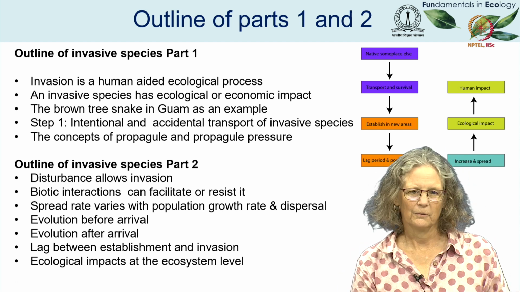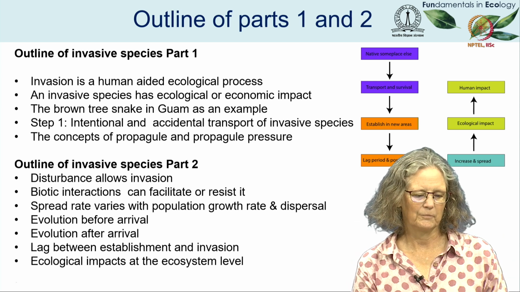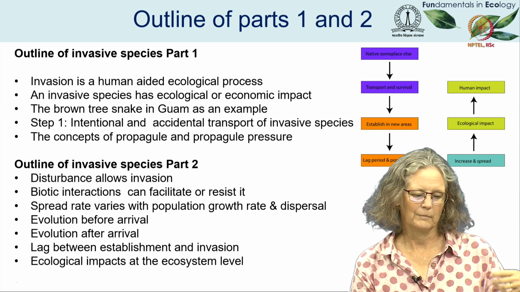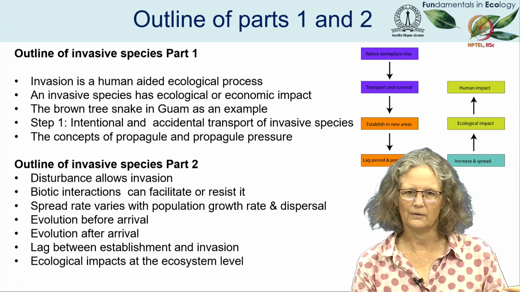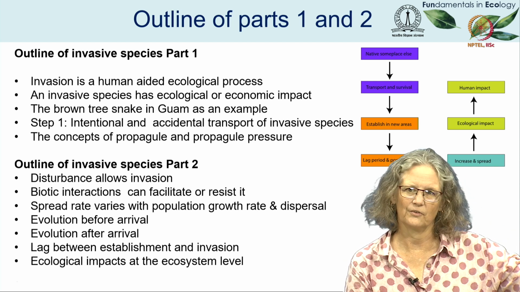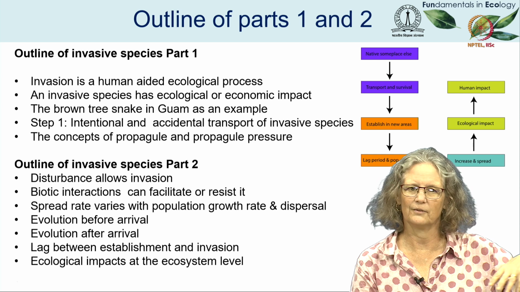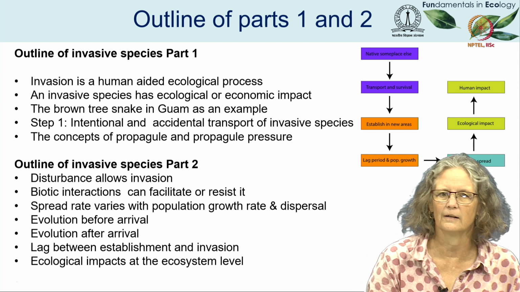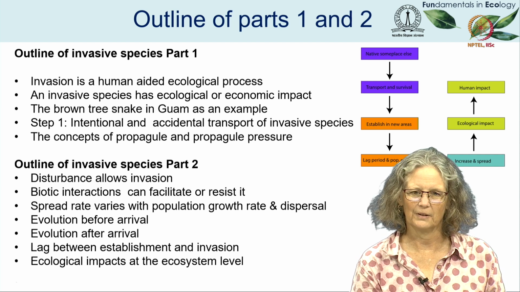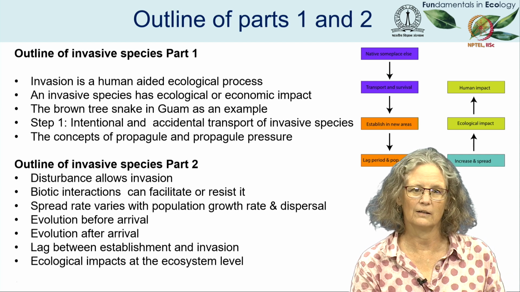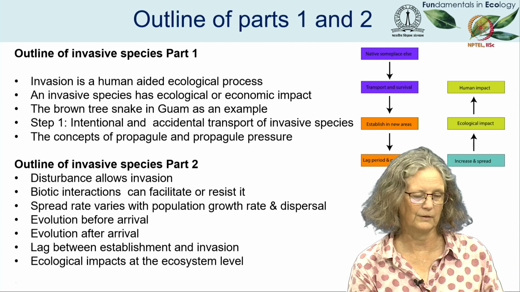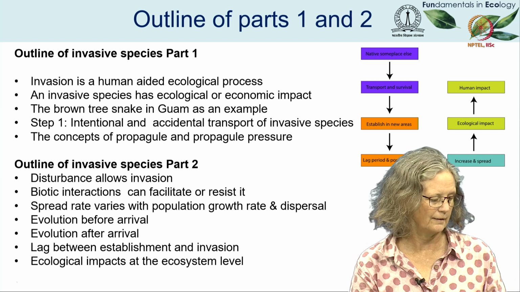And then in the second part, we're going to use the tools from the first part to talk about what about a community allows it to be invaded, how biotic interactions can either facilitate or inhibit invasion, and then other aspects of the process, such as the rate of spread of invasive species and mechanisms, both ecological and evolutionary, that go into that rate of spread. And then some characteristics of species invasions which are really intriguing, such as often there's a very long lag time between when a species is introduced to a new environment until it becomes invasive, and what are the processes that could explain that long lag time.